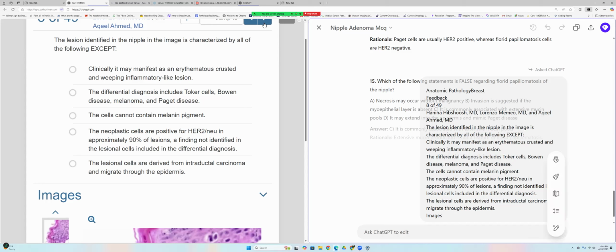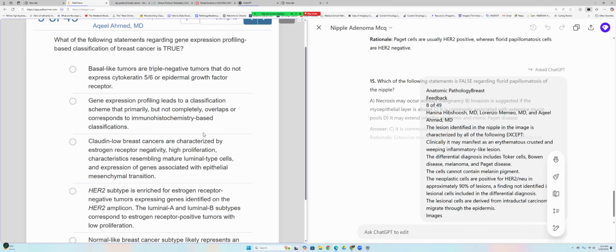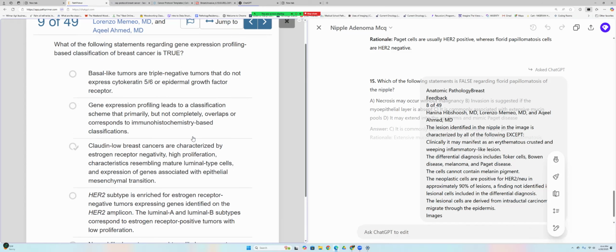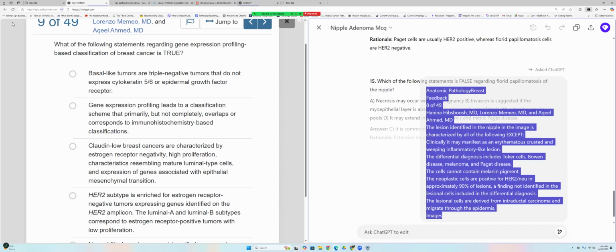Let's go to the next question, while waiting for this to respond. Which of the following statements regarding gene expression profiling based classification of breast cancer is true? Can you read which of these statements we finished with? Is that one first, the one with number 8? No, I'm not finished with it. I don't know why I'm having some problem with my browser. What about their own answer? Can we look at their own answer?